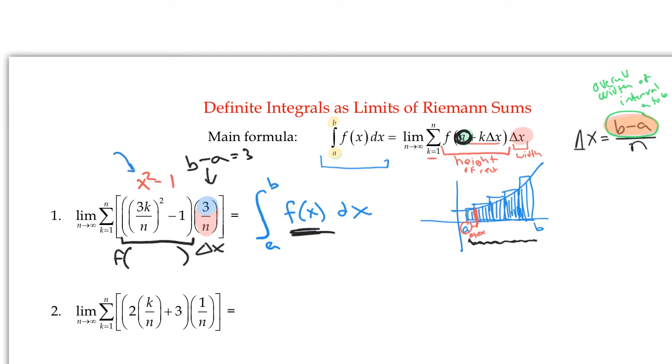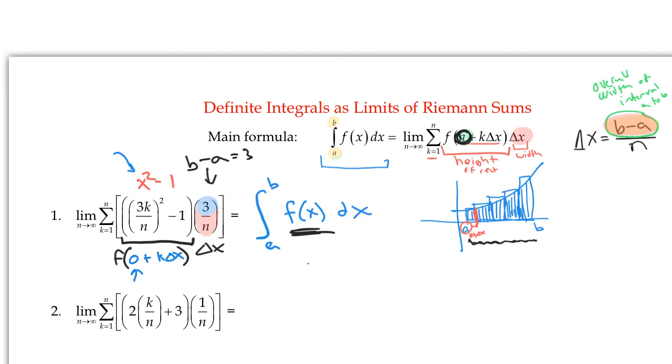And so, did I have a starting value, like the a plus k delta x, or did I just end up with k delta x? And you can see I just have k delta x there. So delta x is the 3 over n, k delta x right there. So there's no, it's like 0. It's almost like I have 0 plus k delta x, right? Which means my a value, my beginning, is 0.